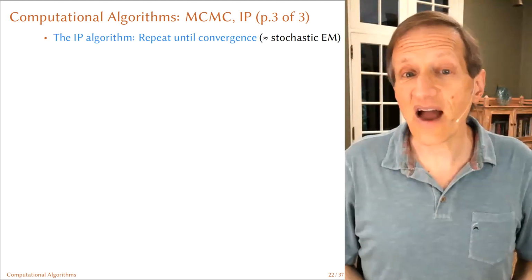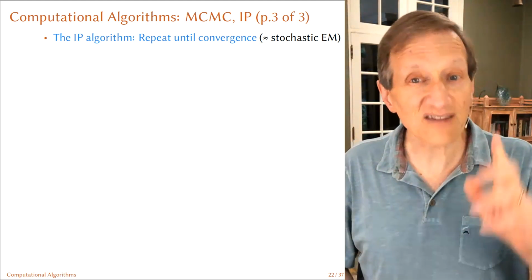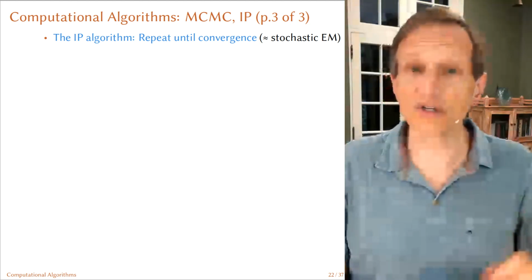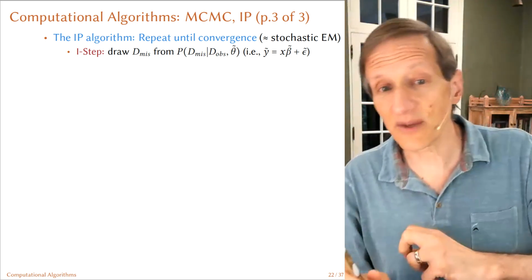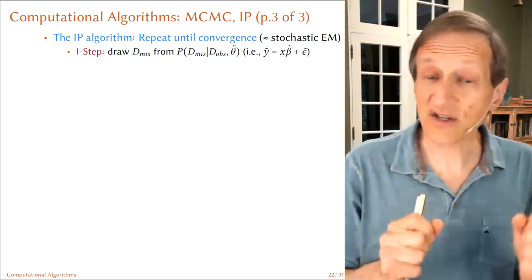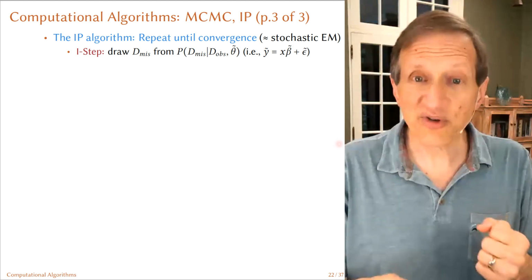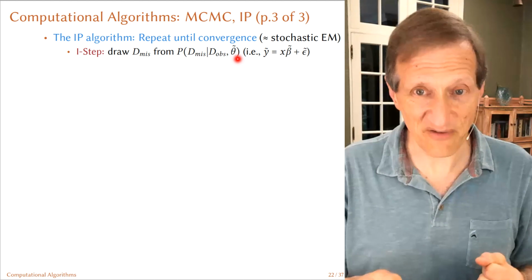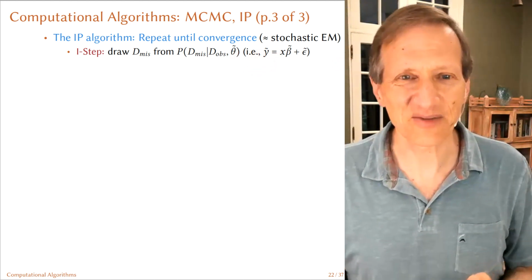So the IP algorithm is: repeat the following until convergence, and we get stochastic convergence, which means it doesn't converge to a point, it converges to a distribution. I'll show you what I mean by that. First there's going to be an I step and a P step, and we're going to go back and forth. So the I step is draw dmiss, that's the thing we're trying to impute. We're going to draw dmiss from the distribution, the probability of dmiss given dobs and the value of the parameter. This is quite like imputing y hat in the very simple case.